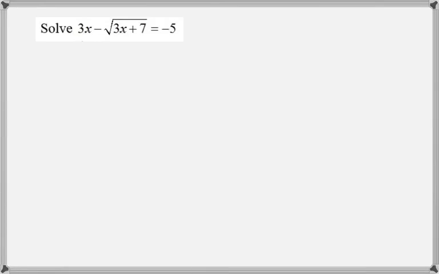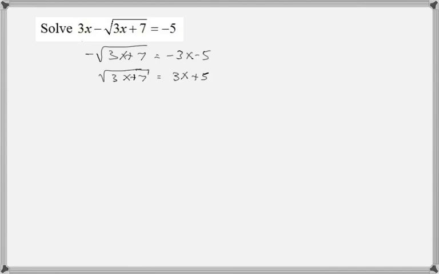Here we're being asked to solve a radical equation. The first step for doing that is to isolate the radical. To do that here, I'm going to subtract 3x from both sides. I'll have negative square root of 3x plus 7 is equal to negative 3x minus 5. And if I divide everything by a negative, I'll end up with the square root of 3x plus 7 is equal to positive 3x plus 5.